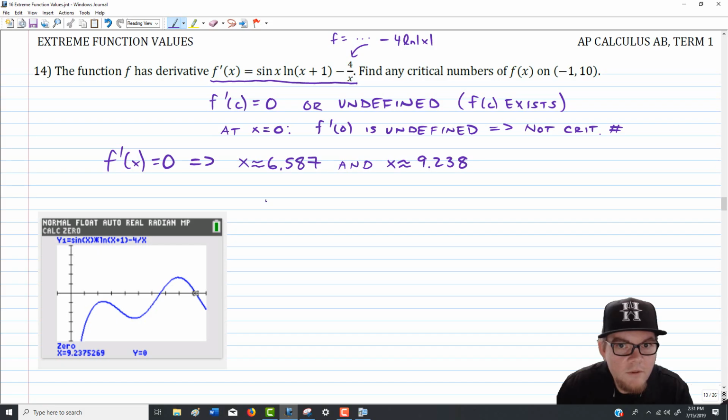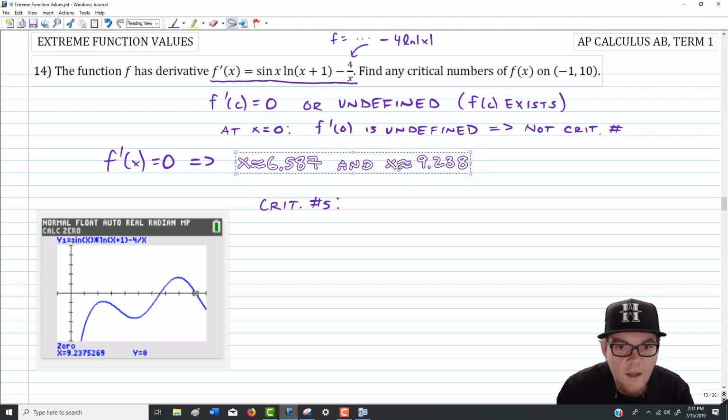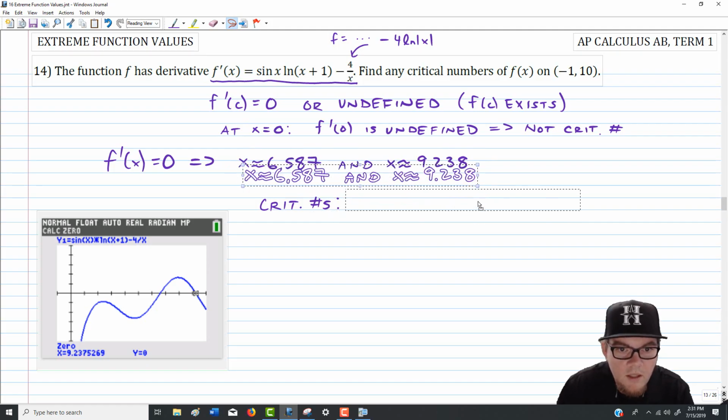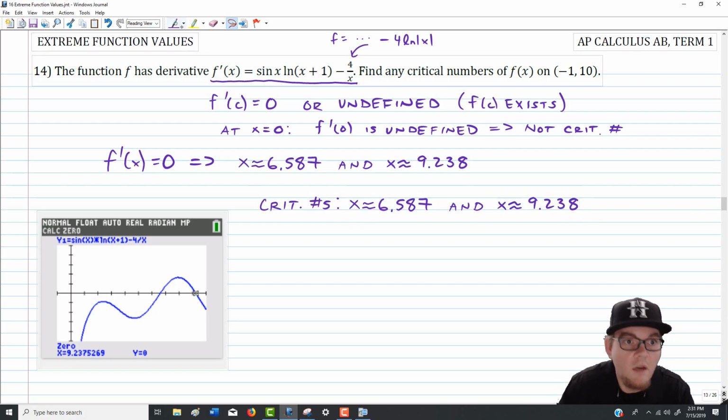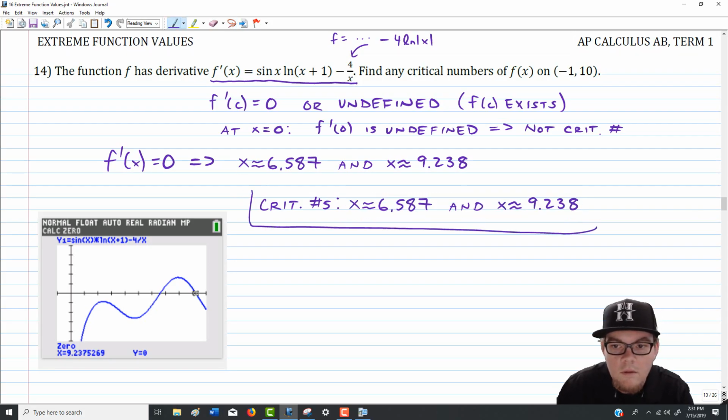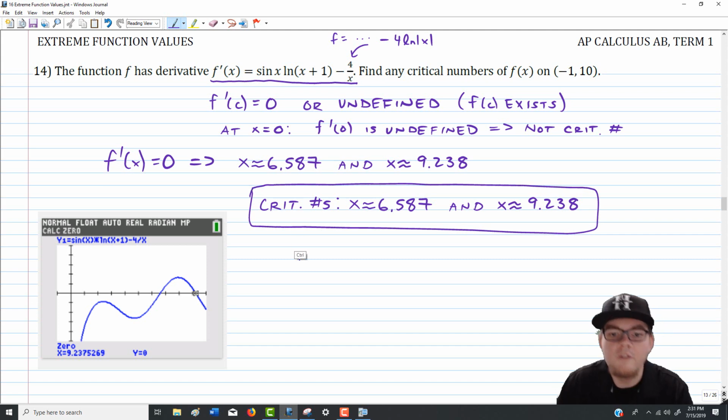And again, for our job, we were supposed to find the critical numbers. So those critical numbers are exactly the values we just found. And I'm going to be extremely time-savvy because I'm hungry for lunch. Those are our two critical numbers.